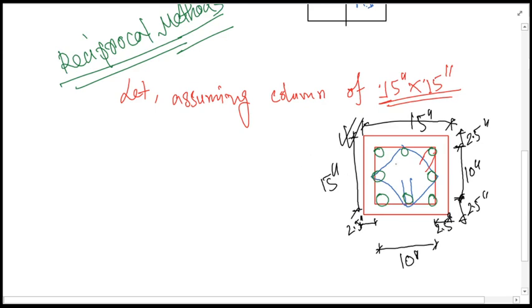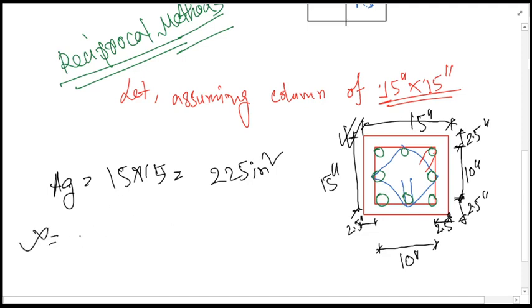For trial we are giving this column size. From there, if you calculate the AG, the gross area will be 15 multiplied by 15, that will be 225 inches square. And for columns, as you know, the allowable reinforcement ratio is 0.01 to 0.08. The maximum up to 0.08 we can go, but in general we do not go. We prefer to keep it within 2.5%, or better not to exceed 4%.